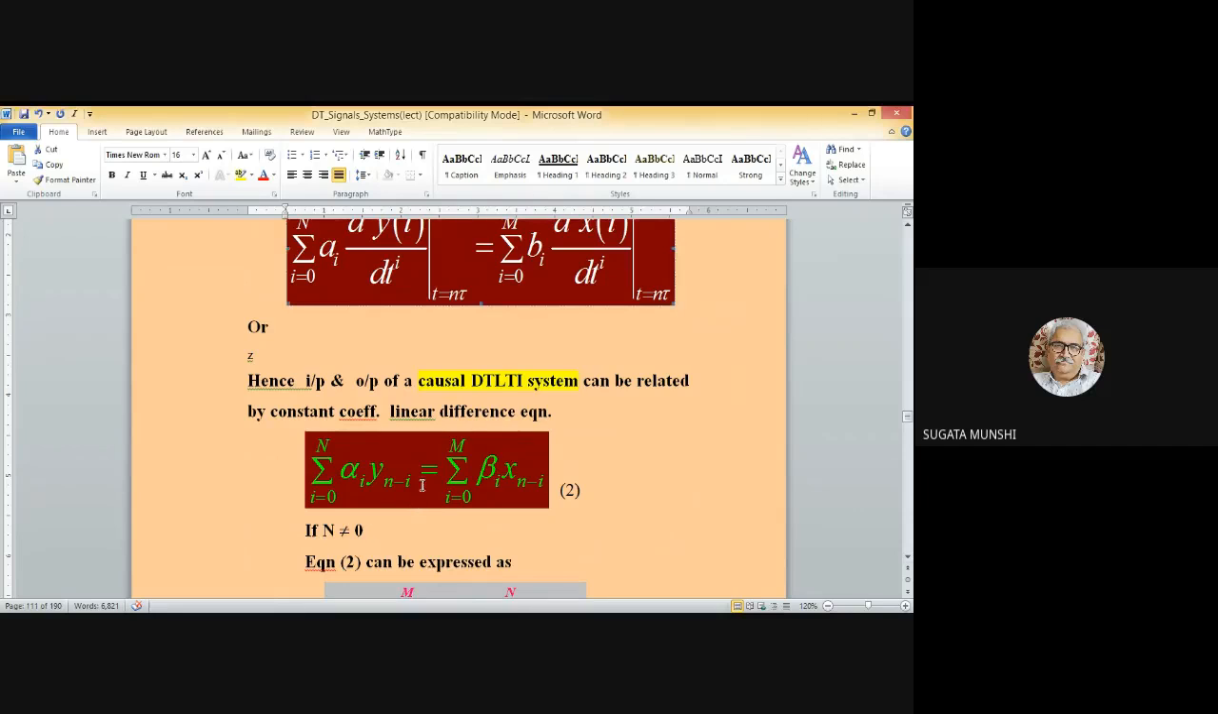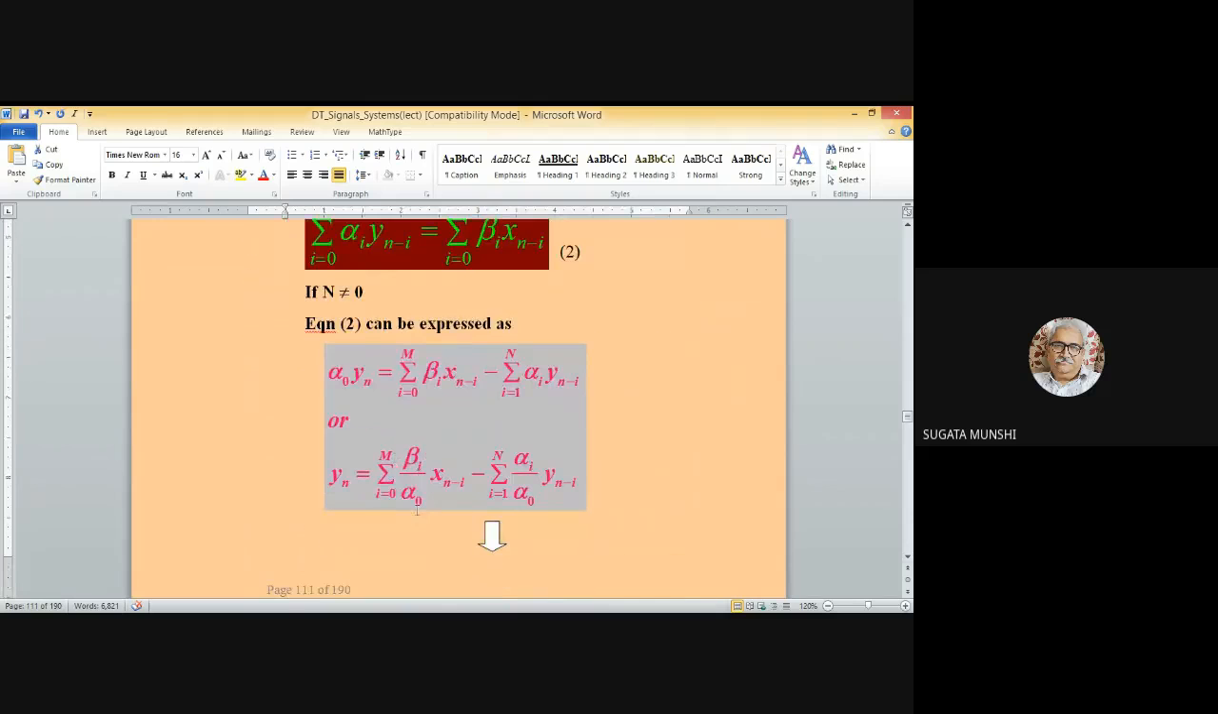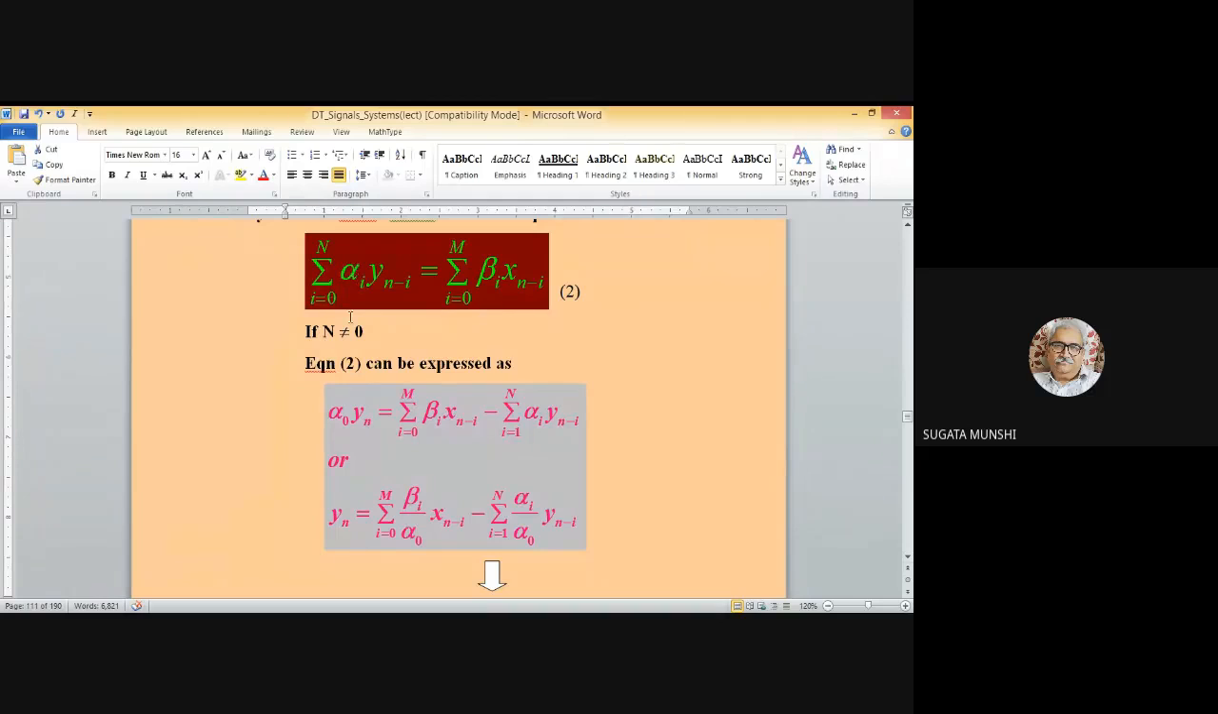All right. Consider the case when capital N is not equal to 0. In that case, you can just split up this summation into two parts. If you take the term alpha 0 yn out of this summation, what will remain will be summation over I equal to 1 to n, alpha I yn minus I. So alpha 0 yn will be there plus summation over I equal to 1 to n alpha I yn minus I. This summation can be transferred to the right hand side. That's what I have done here.